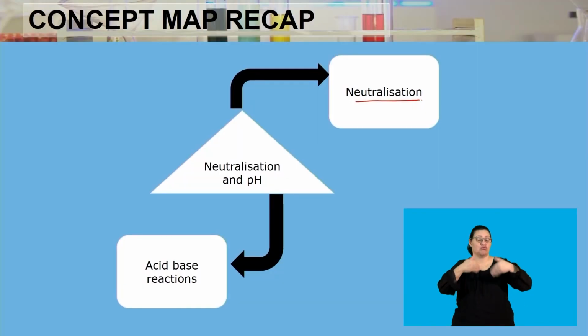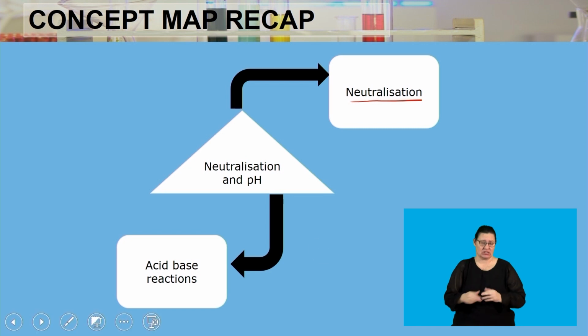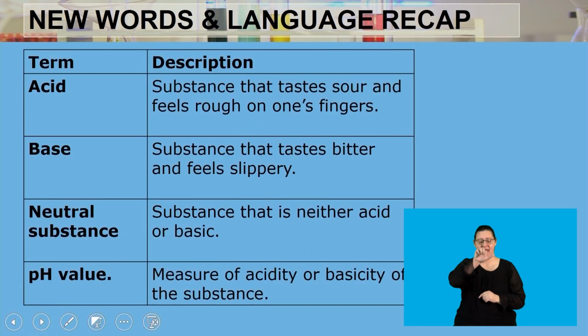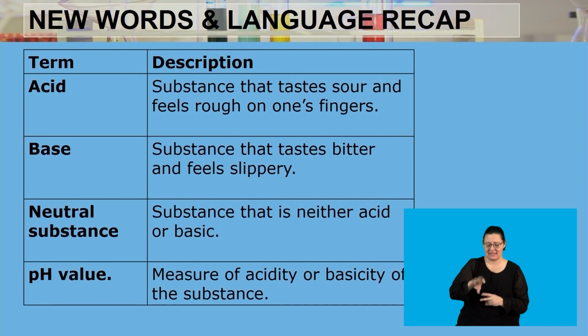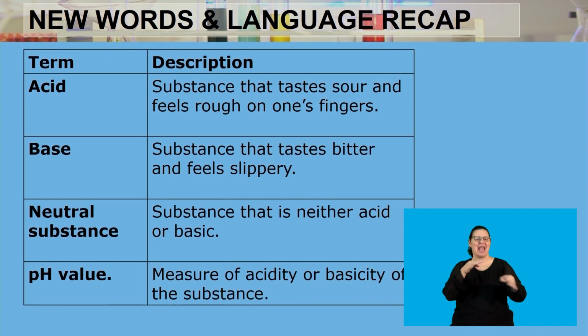So now we're just going to do a quick recap of what we went through throughout the entire lesson. We said we were going to be looking at neutralization and pH. Within that, we looked at neutralization reactions. We also looked at acid-base reactions and what they both entail and what the relationship is between the acid-base reactions and the neutralization reaction. Furthermore, we also used words such as acid, base, neutral substance, and pH value to better explain the reaction of an acid and a base, and also not forgetting the neutralization reaction.